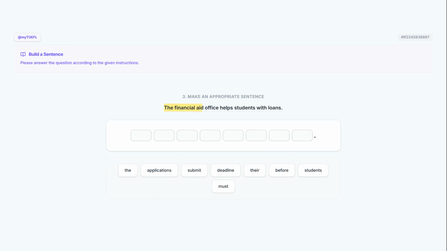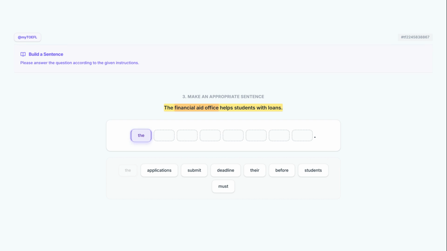The financial aid office helps students with loans. This sentence introduces the financial aid office and its role in helping students. We can expect the next sentence to explain a requirement or a deadline that students must meet to receive this help. Now, let's arrange our scrambled words to form the correct sentence.